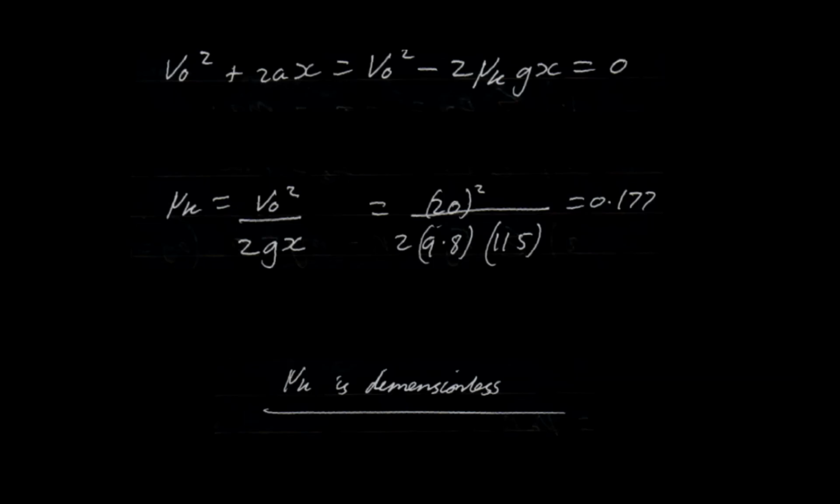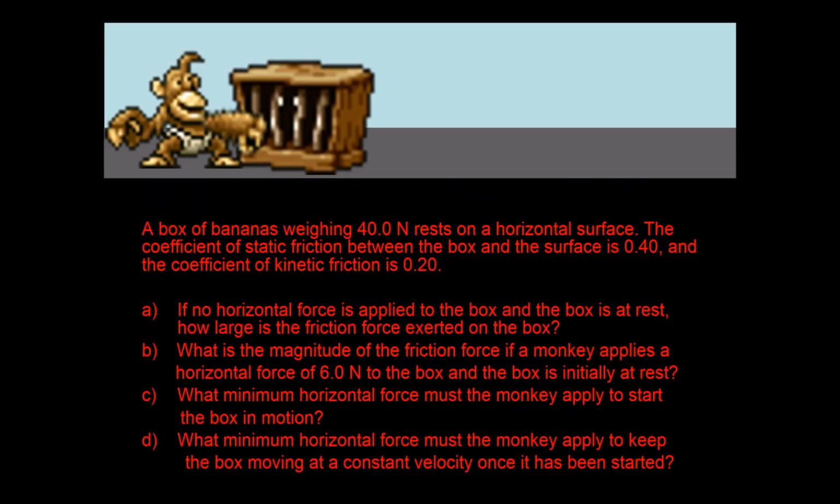So let's take a look at another application, or several applications, of the force of friction. Here we're going to pick on this monkey. For some reason, this monkey has been presented with a box of bananas. The box weighs 40 newtons and rests on a horizontal surface. The coefficient of static friction, mu s, between the box and the surface is 0.4, and the coefficient of kinetic friction is about half of that, at 0.2.